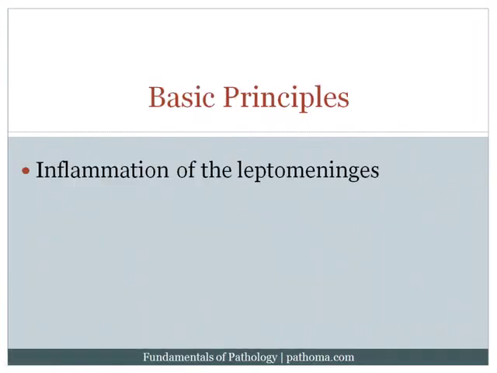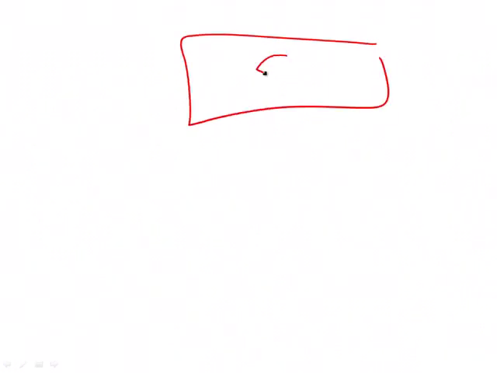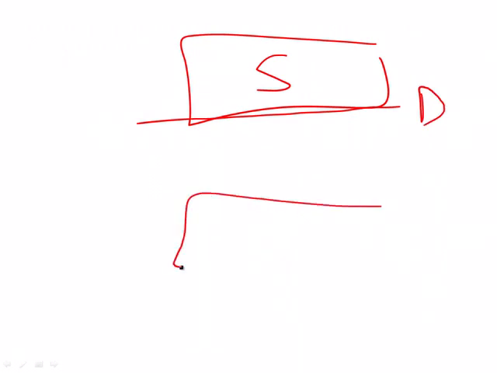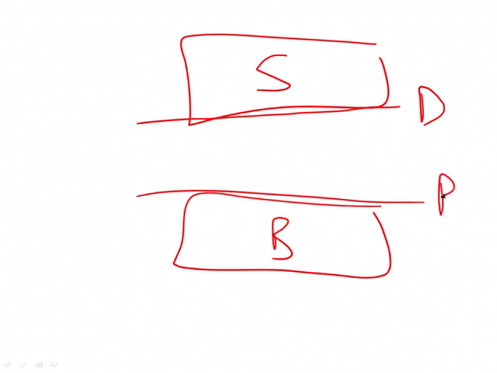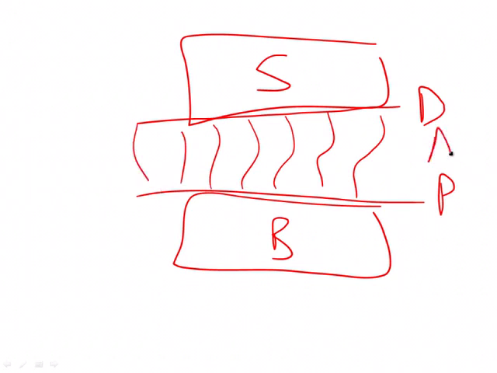Moving on to meningitis, this is inflammation of the leptomeninges. In order to understand this, let's go back and remind ourselves that here is the skull, and then tightly attached to the skull is a layer of the meninges called the dura, and then here is the brain, and then tightly attached to the brain is a layer of the meninges called the pia. And then in between, you've got these web-like spaces, which then result in a layer called the arachnoid. And so these are the three layers of the meninges, the pia, the arachnoid, and the dura.